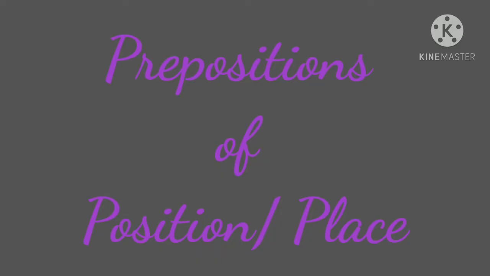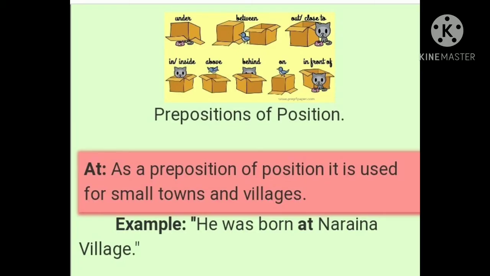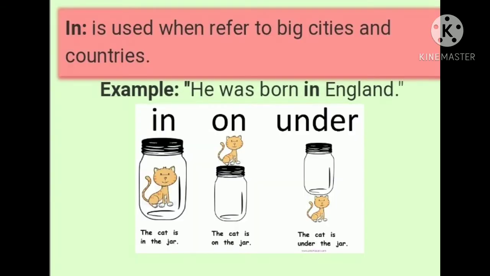Let's move to the next kind of preposition, that is prepositions of position. Let's study the first, that is at. At, as a preposition of position, is used for small towns and villages. You can read there the example. And in is used when referring to big cities and countries. Example, he was born in England.